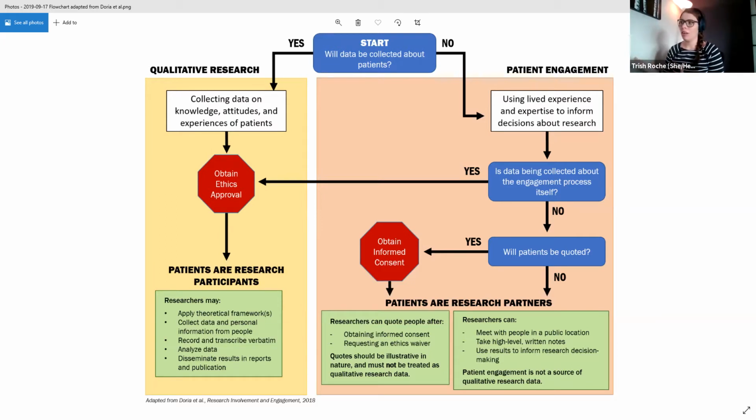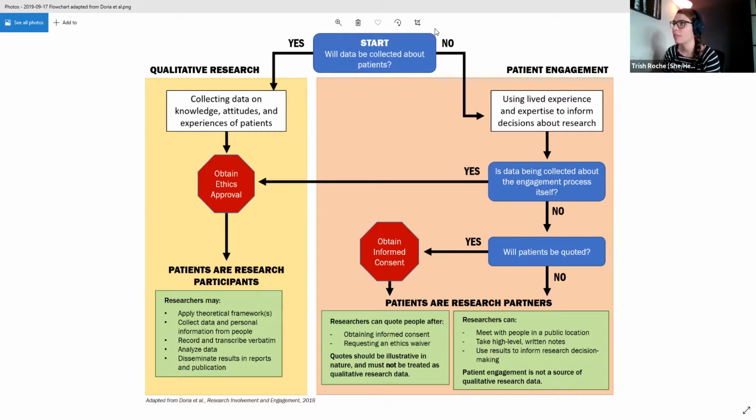Whereas if you are simply bringing people in to make decisions about research, and you might write that up along with a patient partner as a co-author in your paper, that's something where you would want to get people's consent, but you wouldn't necessarily have to go through the entire ethics process. It is a case-by-case basis, but hopefully this flowchart gives you a better idea. I can also share it in the email to registrants as well.